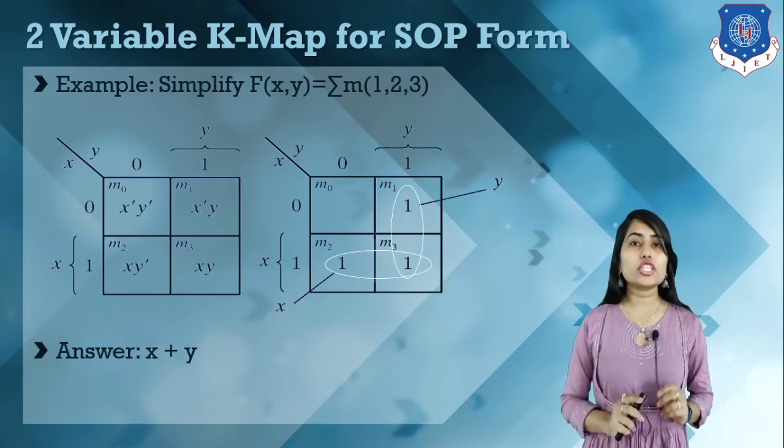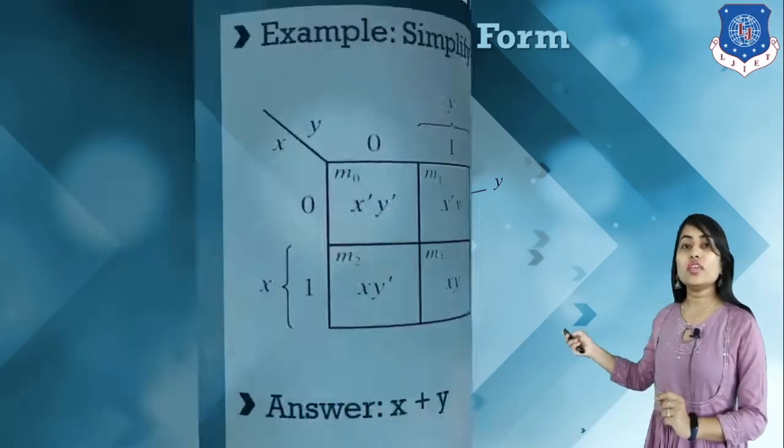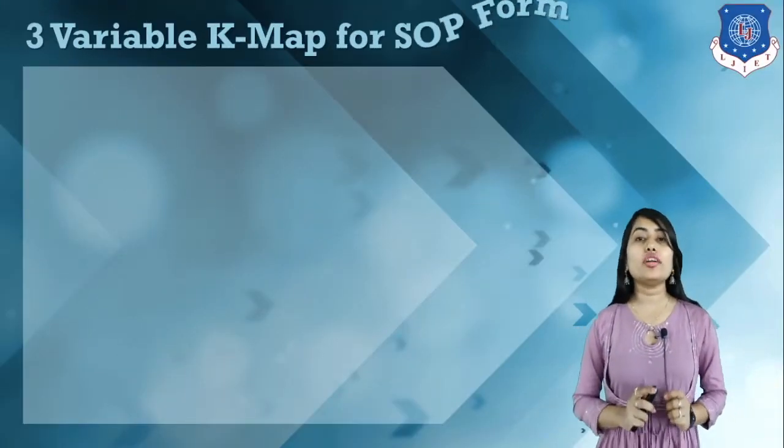Now this is for a 2 variable. Now let's discuss the 3 variable K-map. So here we have a 3 variable K-map for SOP form.